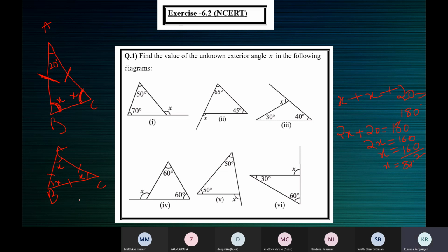Now somebody else, not Swati, not Nandana, somebody else tell me, how do we solve this? Deepshika? When you know it is an equilateral triangle, only one angle is marked x. You mark the remaining two angles also as x because all the three angles are equal. Now x plus x plus x is equal to 180.